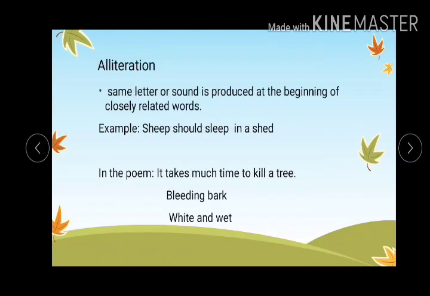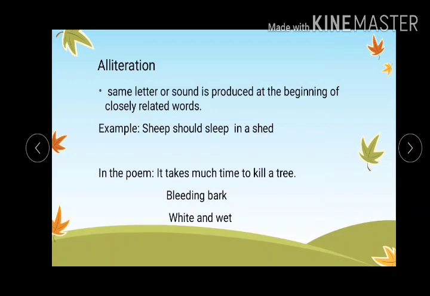The next poetic device that is used is alliteration. Now what is alliteration? Same letter or sound is produced at the beginning of closely related words. So for example, sheep should sleep in a shed. Now here if you see these words sheep, should and sleep, it all starts with the letter S. So that is alliteration, when same letter or sound is used very closely in a sentence.